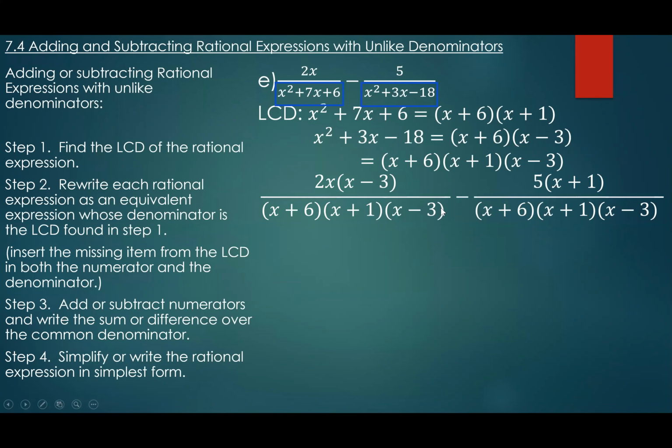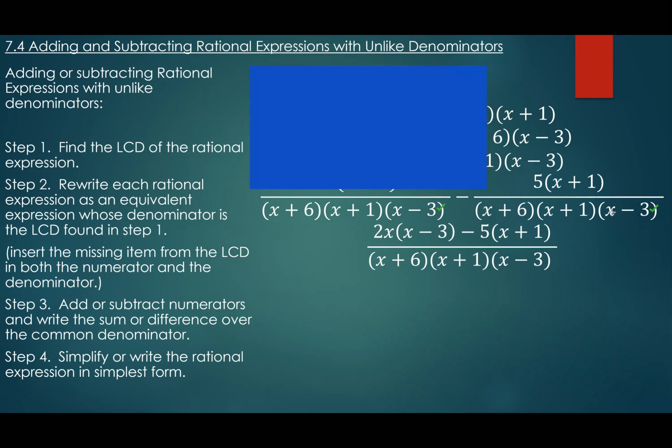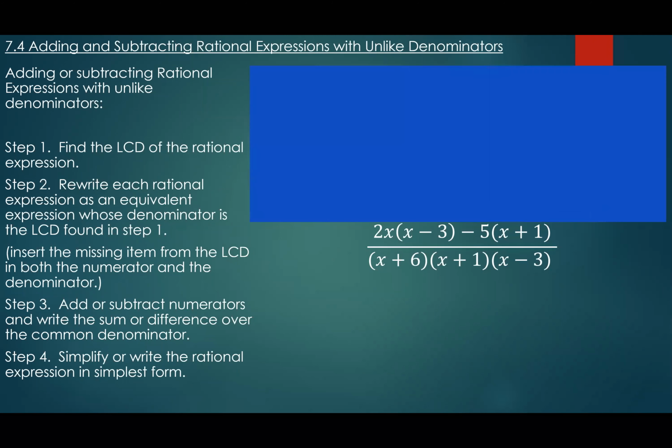And like I mentioned, we got it, ladies and gentlemen. My denominators are the same. And in this case, what we need to do is combine the numerators. If we combine the numerators, this is what we have: 2x times x minus 3 minus 5 times x plus 1. So basically now my new problem is this. We don't care about anything prior to that. This is our new problem.